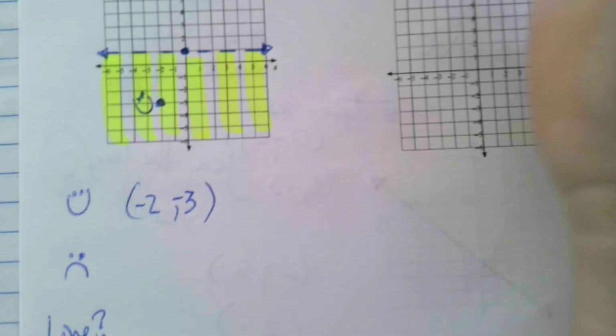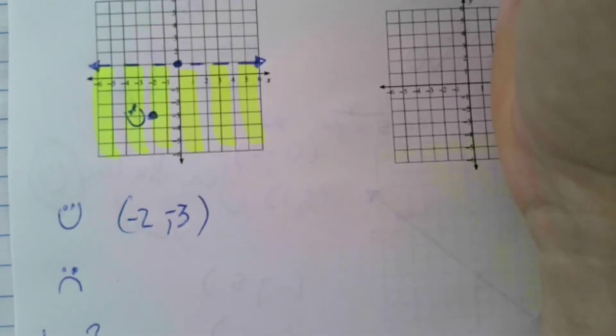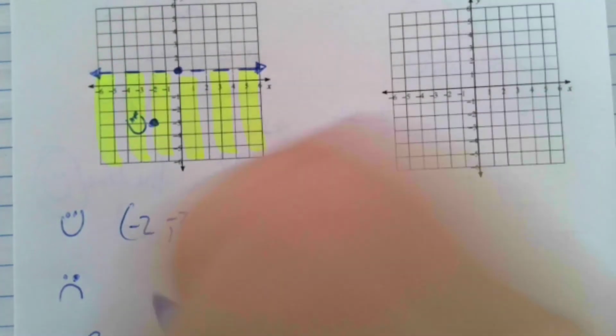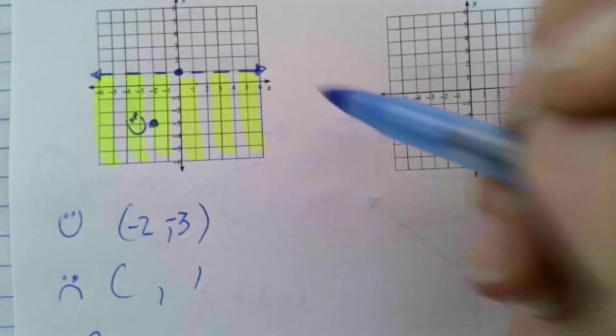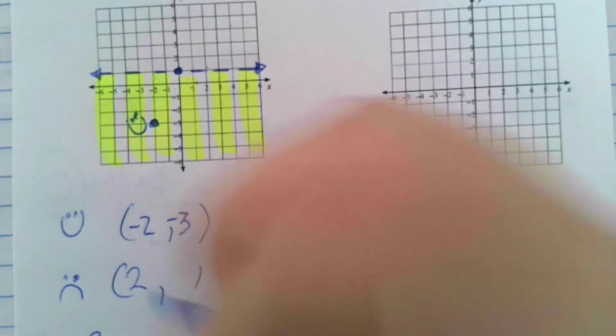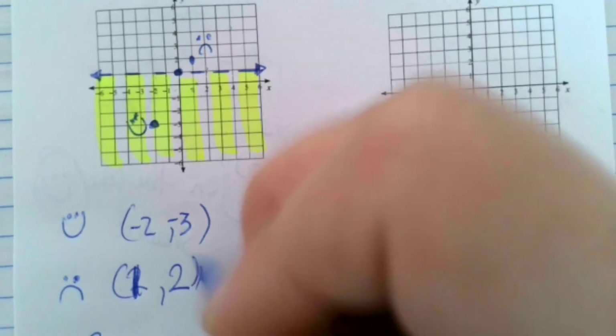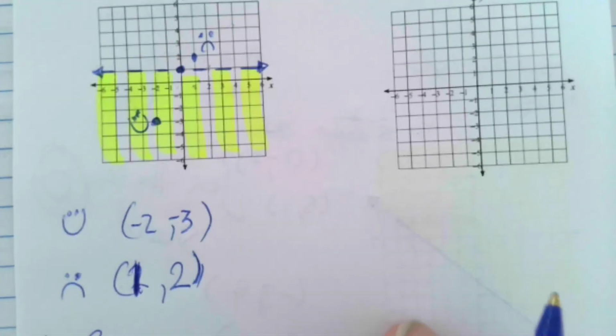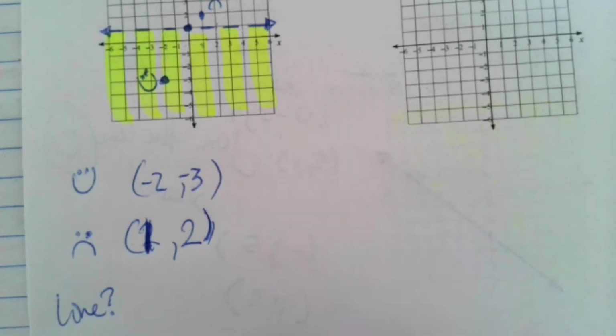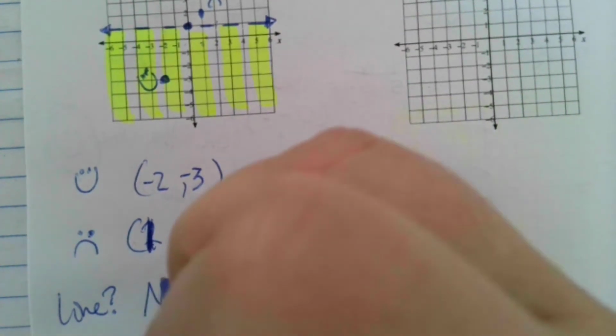Someone give me a frowny face point. 1 and 0 would work. We want something that's in the non-colored area. Over 2, up 1. That's on the line, so you're right. Oh, 1 and 2? Yep, that's a frowny face point. And can we use the line, yes or no? No. We cannot.